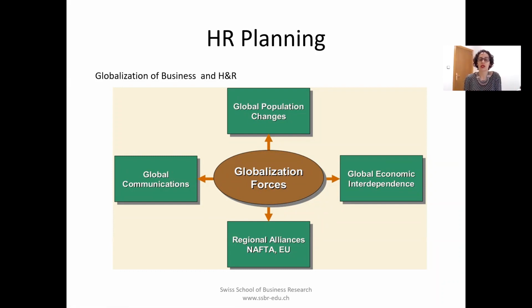What are the globalization forces that we can see that are affecting us in terms of human resources? Well, first of all, the population changes that have been taking place globally. For example, the fact that people are having more children in Asia and fewer children in Western countries, of course, will make trends change.